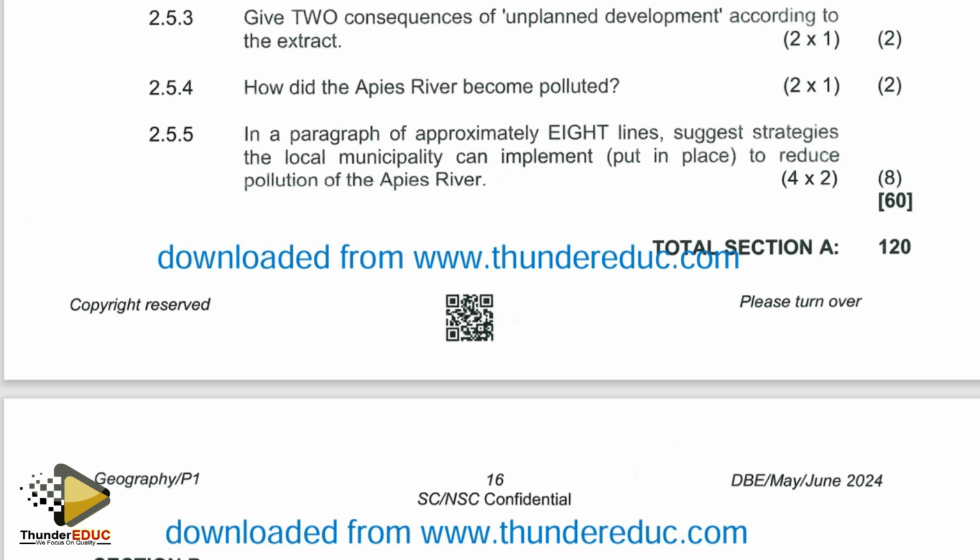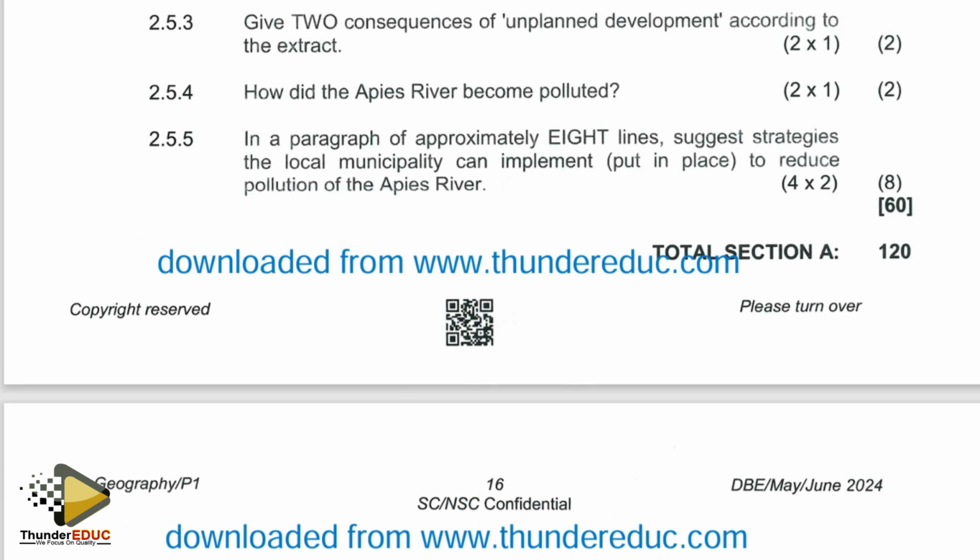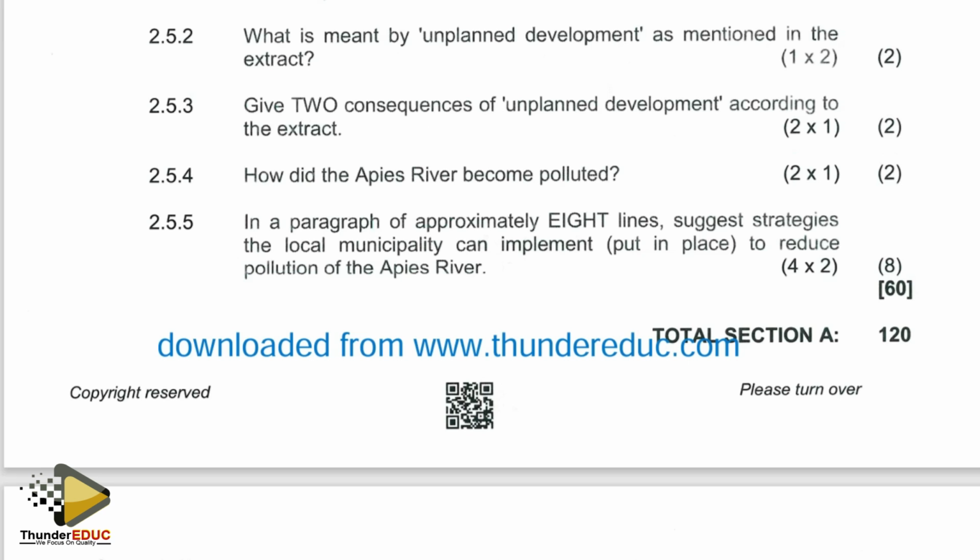Then the last question, in a paragraph of approximately 8 lines, suggest strategies the local municipality can implement or put in place to reduce pollution of Apis River. What can the municipality do to avoid the instances of pollution of that particular river? We are looking at a legislative perspective. We are looking at the local government. What can they do to try and curb the pollution of the Apis River?